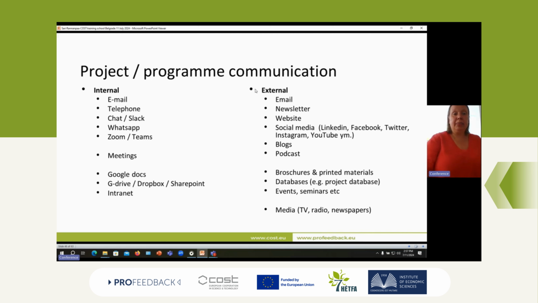Okay, then communication channels. Well, this is easy. I just want to say that communication is not only that you tweet, but you also have to, for example, communicate with the team. There's internal communication, and that's a lot of the communication that you have. How are you exchanging information within the team?